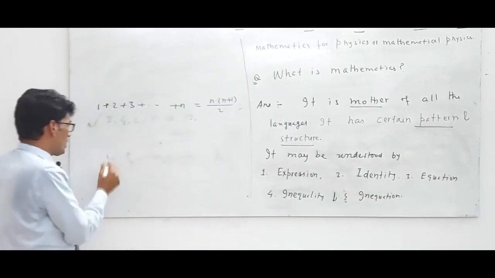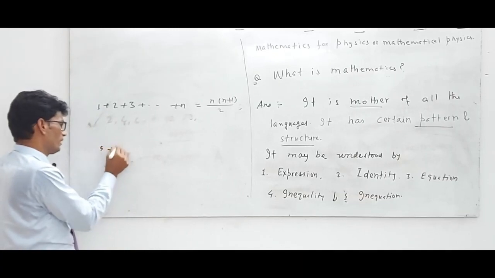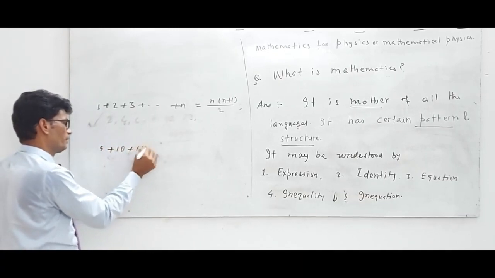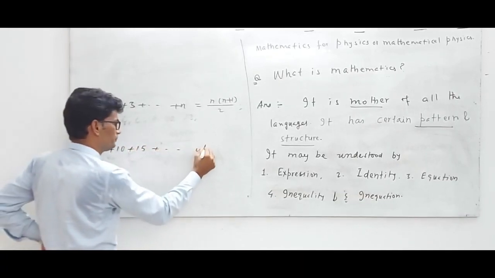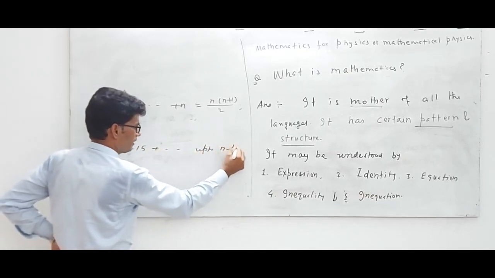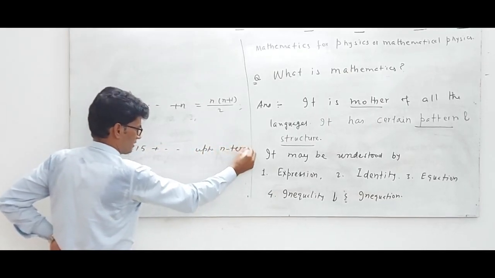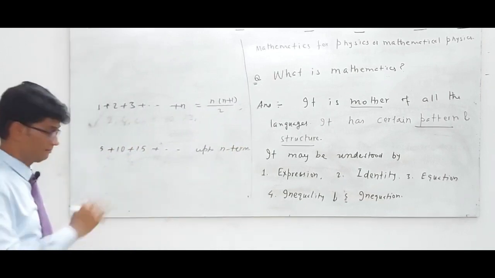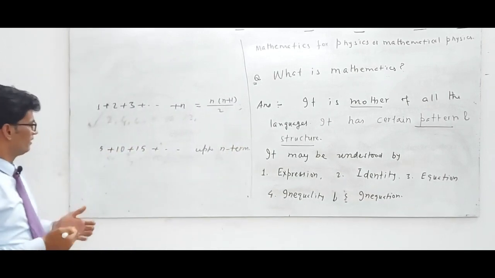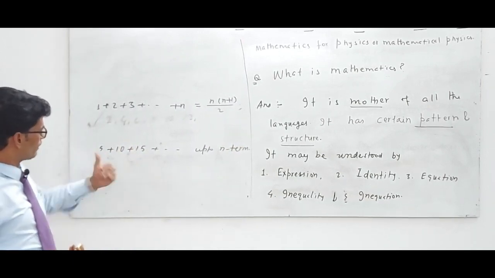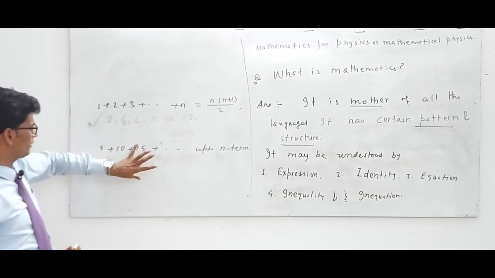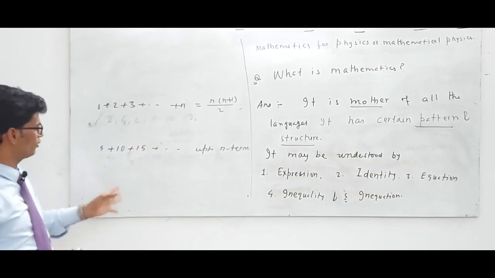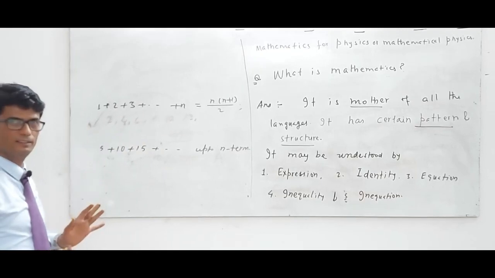Then I am going to ask you, find the sum of this: 5 plus 10 plus 15 up to n terms. Still, the term is to be discussed; I am just going to discuss it after this. So if I ask you to find the value of this, and you say no sir, I am not able to, it means you are not.